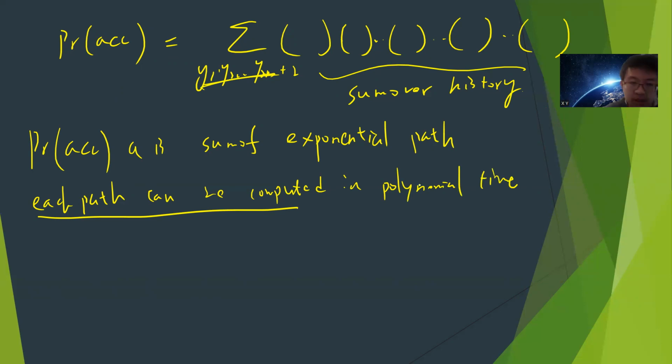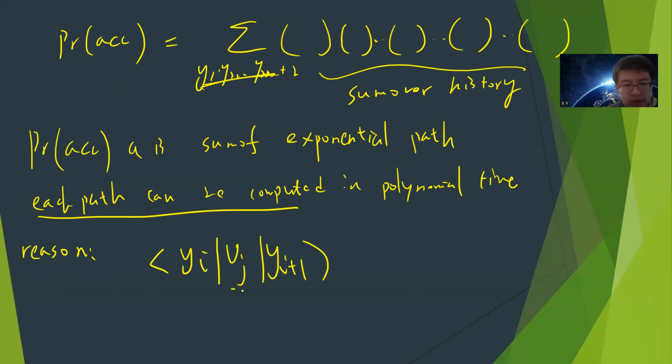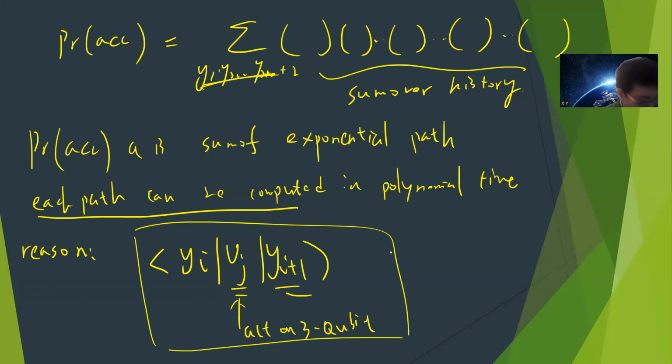The reason is the following. Each of the gates U_j, Y_i, Y_i plus 1 only acts on 3 qubits. So all of these exponentially large things, you don't care, because you only act on a small number of 3 qubits. So you can compute this in polynomial time and also polynomial space.